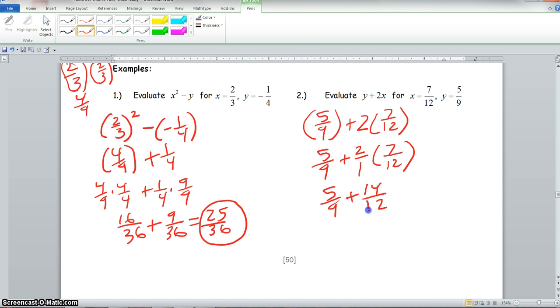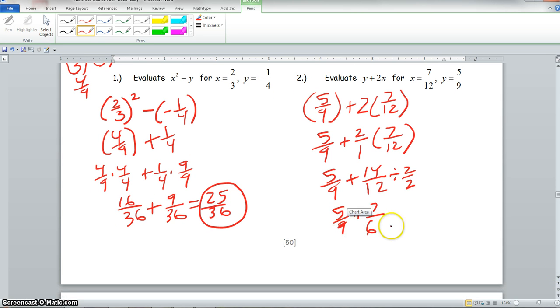Now, what I would suggest is that we simplify this. You never know, it might actually help. So we could divide 14 and 12 by 2. We have 5/9 plus, now 14 divided by 2 is 7, 12 divided by 2 is 6. Now we have to find a common denominator of 9 and 6. We know the common denominator of 9 and 6 is 18. So we have 5/9 times 2 over 2 plus 7/6 times 3 over 3.